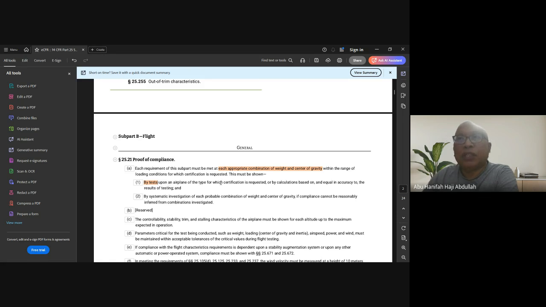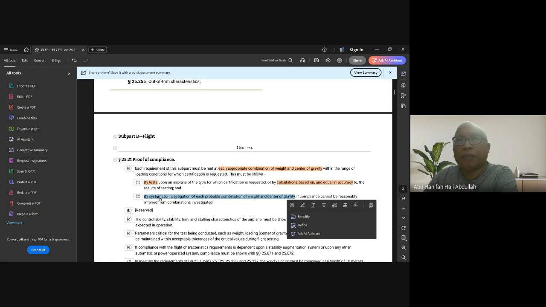If certification is requested, it must be shown by test or by calculation. The trick here is based on equal accuracy. This is quite difficult to achieve, because if the authority asks you what the accuracy of your calculation is, you start scratching your head, and then you had better do tests. Or by systematic investigation of each probable combination of it. So there's another issue here, systematic investigation.